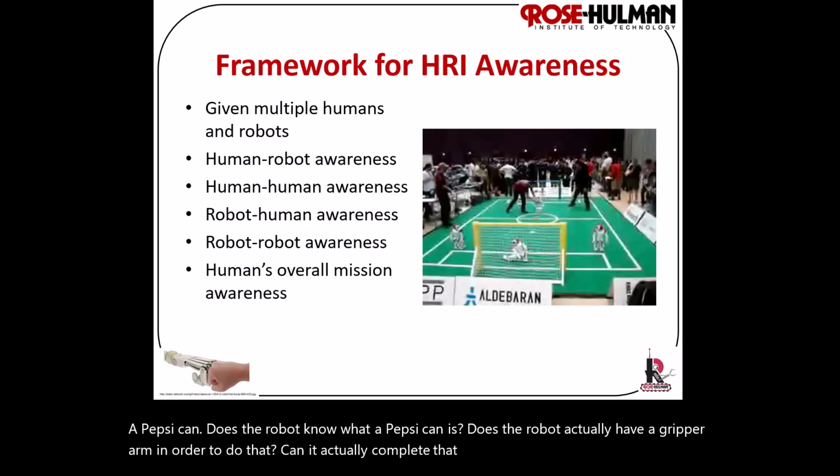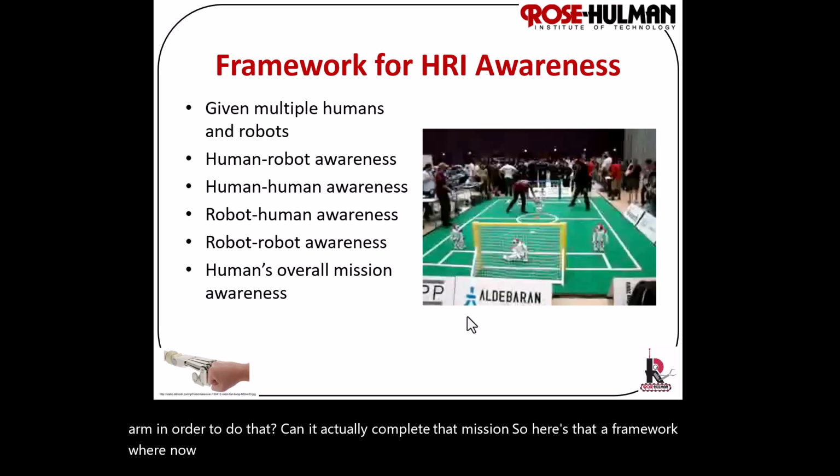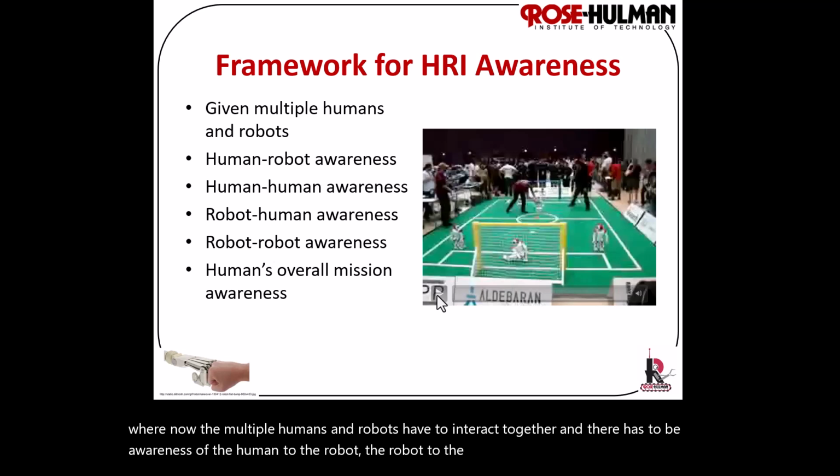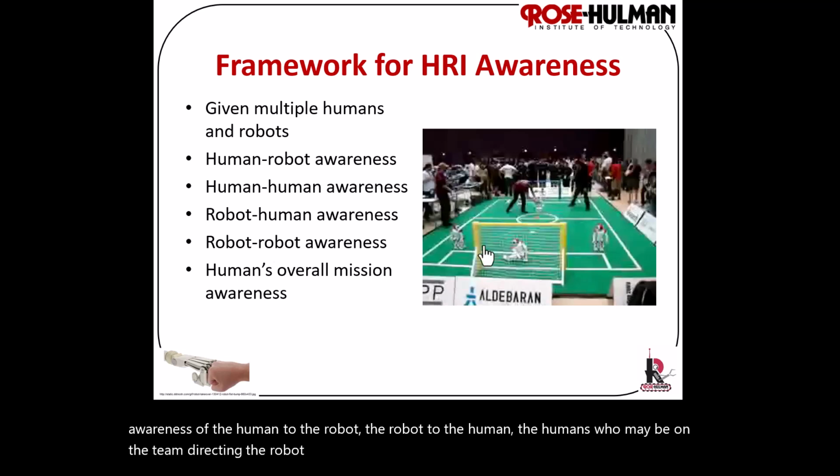So here's a framework where now multiple humans and robots have to interact together, and there has to be awareness of the human to the robot to the human, the humans who may be on the team directing the robot team, as well as what all the robots are doing. And the human has to also evaluate the overall mission and whether it's being achieved.